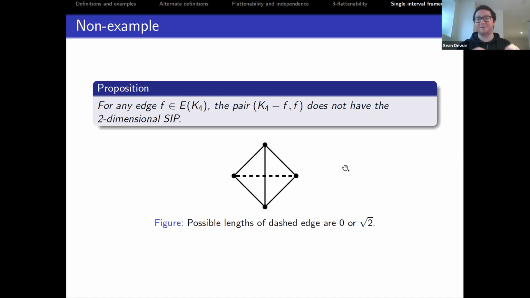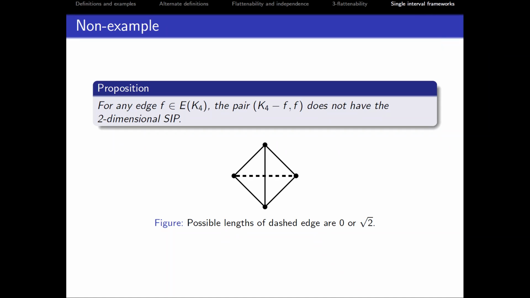Now this doesn't have the single interval property because I can find a framework where I draw it literally like this, and the possible distances between this vertex and this vertex are either 0 or √2. Because I can have it like this, or I can fold it over. So this doesn't have the single interval property. So here, the configuration space is just 2 points, right?